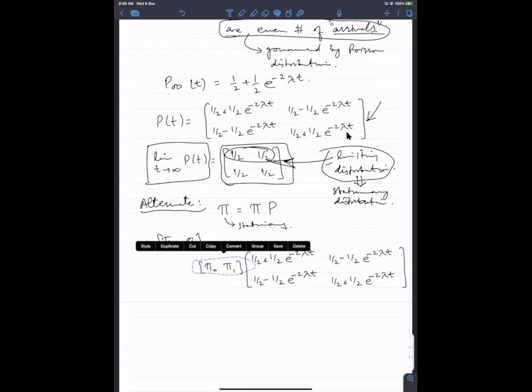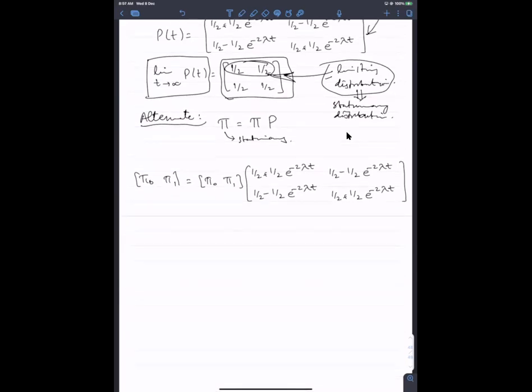So I'm just going to do it this way. Okay? Now let's solve this, and also use pi 0 plus pi 1 equal to 1. Use this as well, along with the other two.